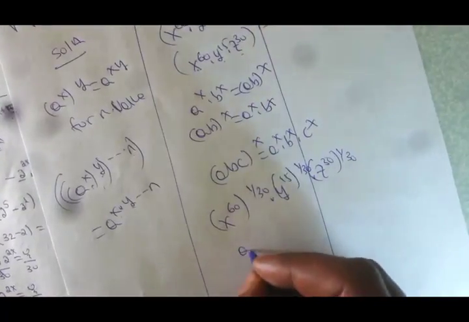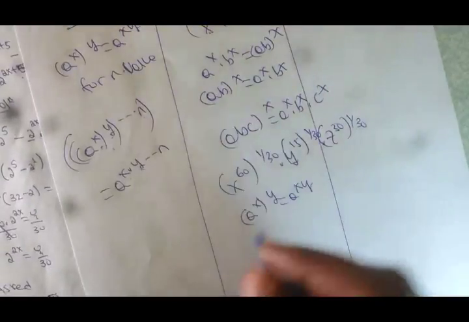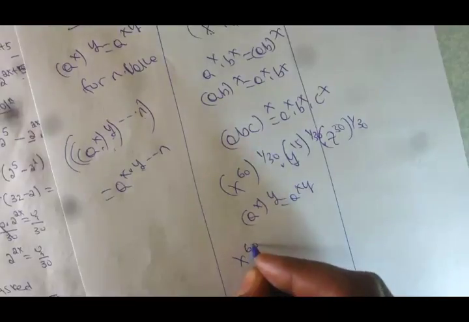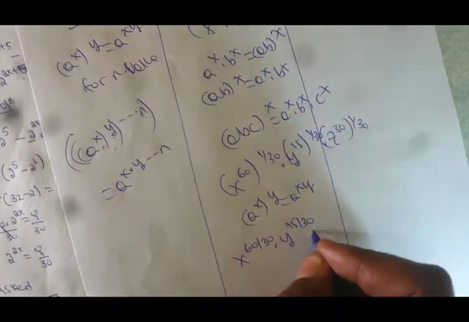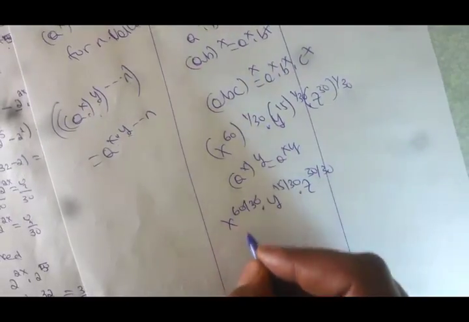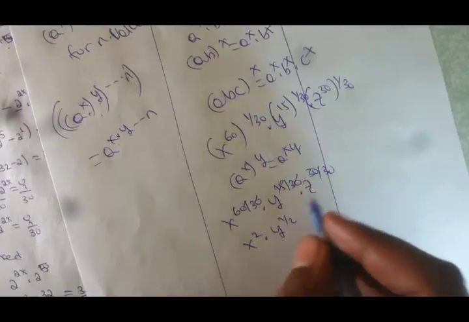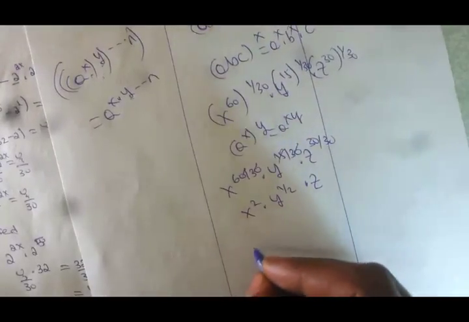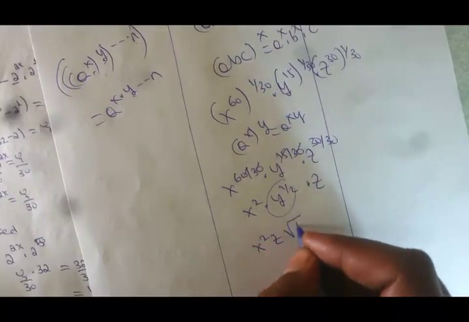And we know that a raised to x raised to y is equal to a raised to xy. Therefore, x raised to 16 over 13 times y raised to 15 over 13 times z raised to 13 over 13. This is equal to x squared times y raised to 1 over 2 times z. This is equal to x squared z times, which can be written as the square root of y.